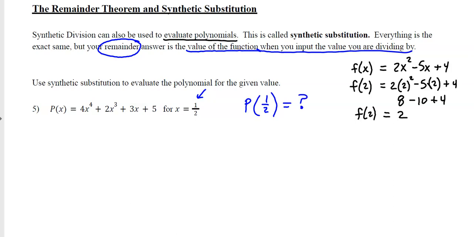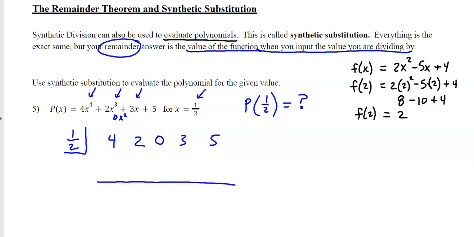And I don't want to plug 1/2 in there. Think about it, you're going to have to stick a 1/2 in here, and here, and here, and add all that together. So sometimes synthetic substitution is a lot easier. So I'm going to just use that 1/2 and run this. I have 4, 2. Notice I'm missing an x squared. There's no x squared term, so I have to put a 0 in there. 3 and 5. Let's run 1/2 through here and see what happens.